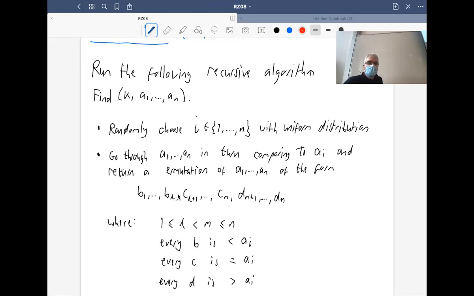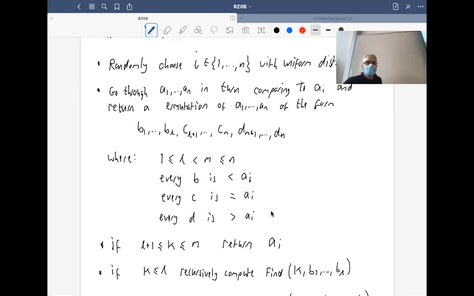This is a permutation of the original list. This part contains all the elements, not necessarily ordered, because we're not sorting the list, but nonetheless, in some order, it's all the elements that are strictly less than a sub i. This part contains all the elements that are equal to a sub i, so it's the right multiplicity of the number of elements that are equal to a sub i. And this part contains all the elements that are greater than a sub i.